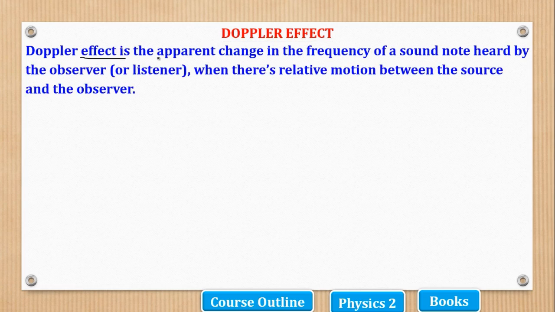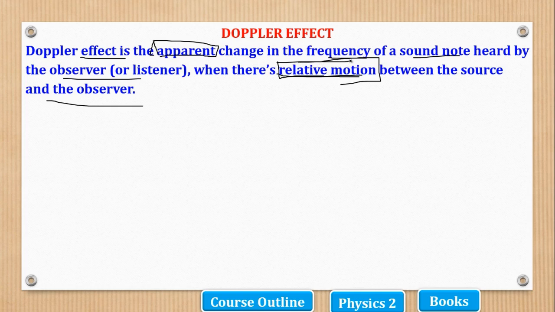Doppler effect is the apparent change in the frequency of a sound note heard by the observer or listener when there is relative motion between the source and the observer. In Physics Paper 1, under mechanics, we must have covered the topic of relative motion or relative velocity, and I believe you are now aware of that part. Here we are going to deal with what we call apparent change in frequency.